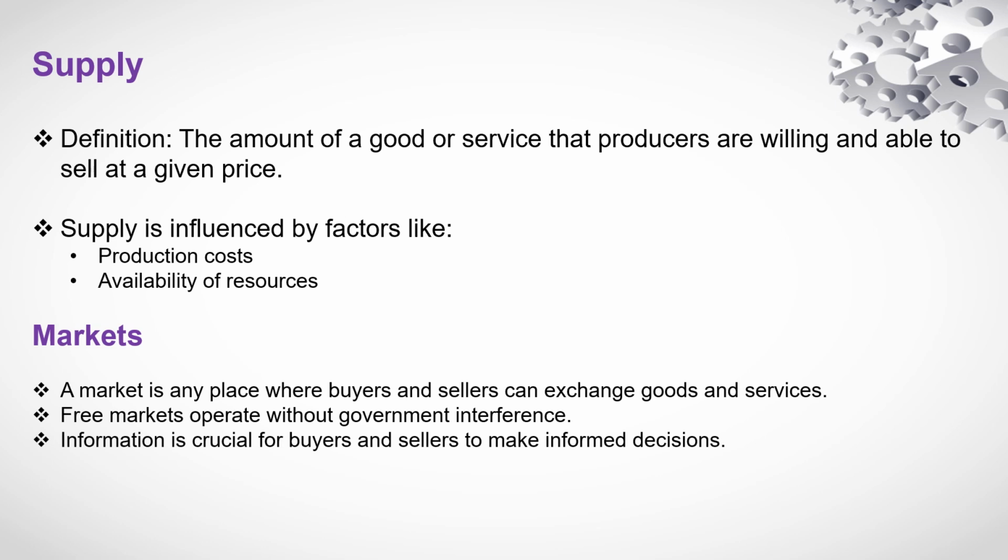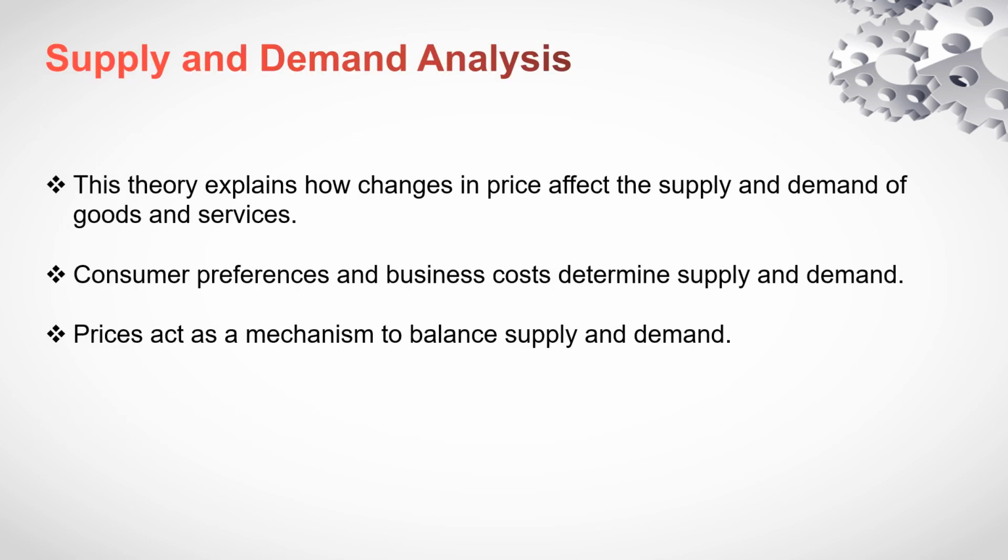If scarce resources are involved, the prices will quadruple or run up. Why? Because demand might be there and the supply is absolutely rare and infrequent. A market is any place where buyers and sellers can exchange goods and services. A free market operates without government interference. Information is crucial for buyers and sellers to make informed decisions.